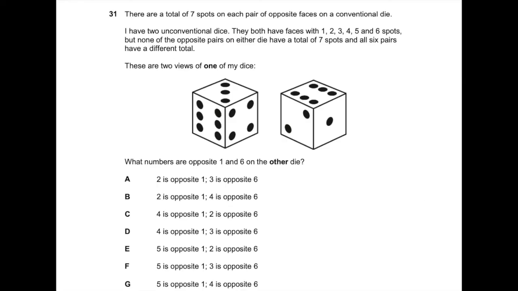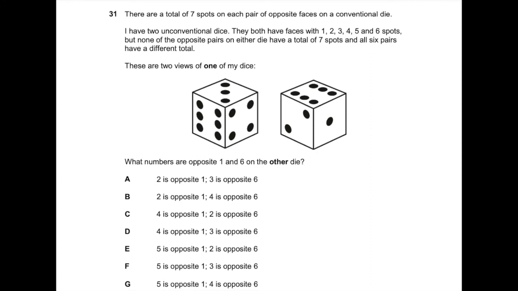Question 31. There are a total of 7 spots on each pair of opposite faces on a conventional die. I have 2 unconventional dice. They both have faces with 1, 2, 3, 4, 5 and 6 spots, but none of the opposite pairs on either die have a total of 7 spots and all 6 pairs have a different total.